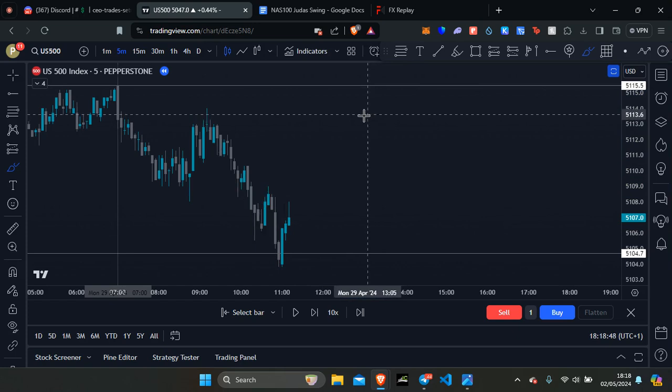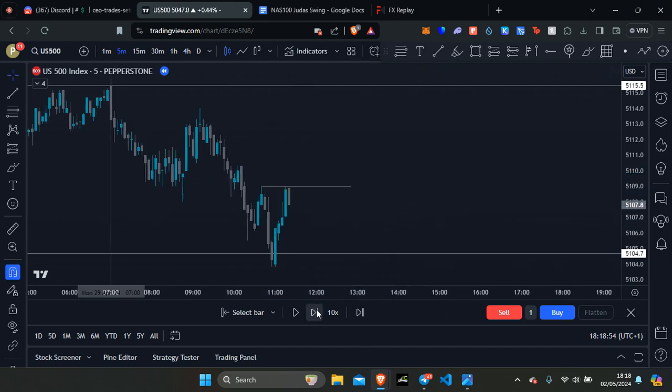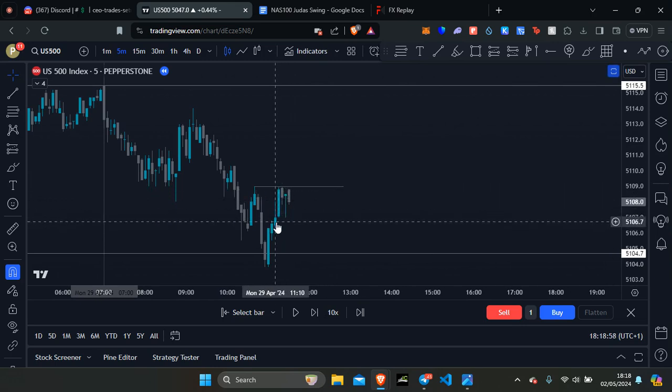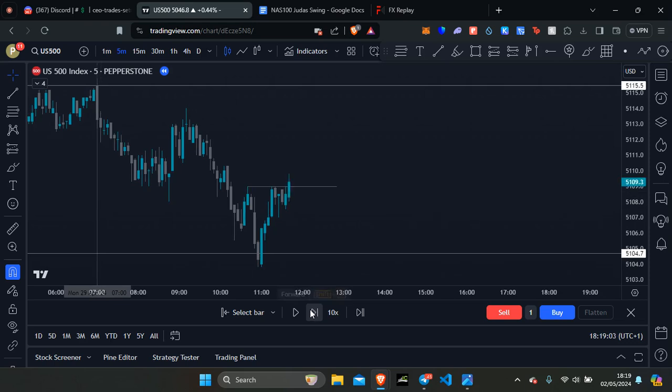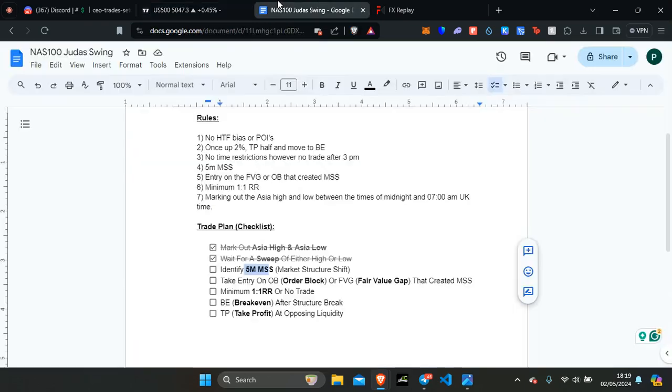If we are wanting to see a market structure shift, then we need price to break this high right here. So if I play price on, do we get that? Price comes, it fails to break this high, so we're still sitting on our hands, we're not doing anything whatsoever, and then eventually price goes and it breaks out right here. Once price has given us this market structure shift, we can then tick this off, and now our next step is to identify the order block or fair value gap that created the market structure shift.